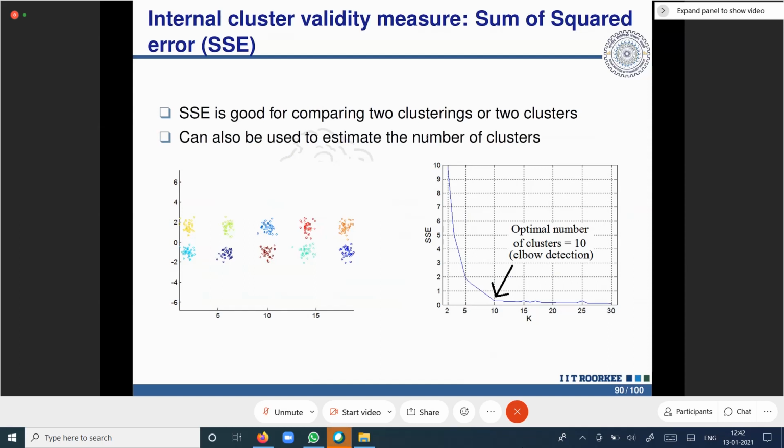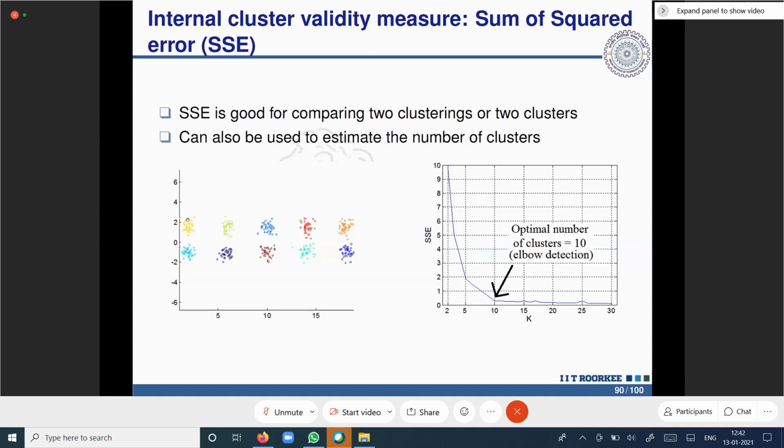Another is an internal cluster validity measure, such as sum of squared error, SSE. SSE is good for comparing two clusterings or two clusters, and it can also be used to find the number of clusters. For example, for this data set, when we apply k-means for different values of k, we get this SSE. From this, we can choose the optimal value as the elbow value, because if we have a very large value of k, then the SSE would be low; if each point is assigned to its own cluster, SSE would be 0.